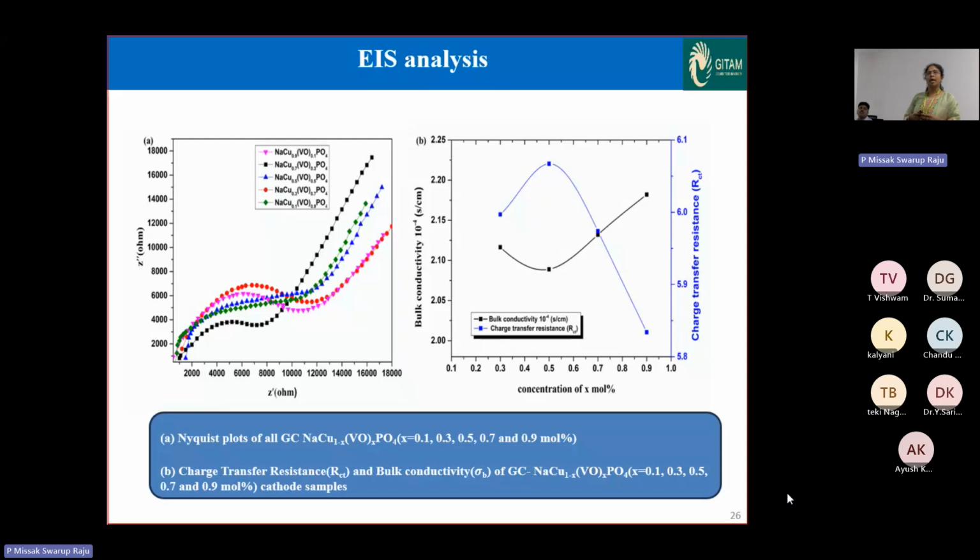Then we can find that the x equal to 0.3 sample has the lower resistance value. Since the best sample has the lower resistance value, automatically the conductivity increases. So, what is the relation between the bulk conductivity and charge transfer resistance values when changing the concentration of the composition, the mole percentage? What relation is explained in figure B?